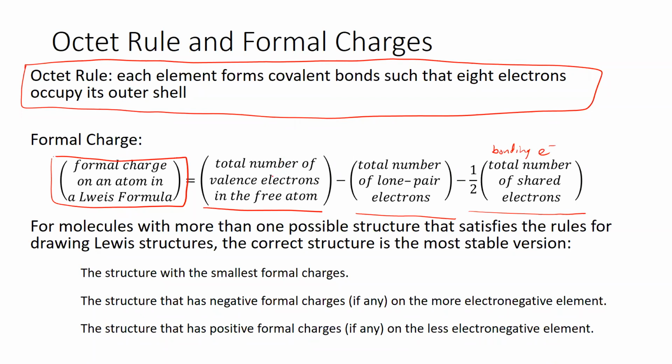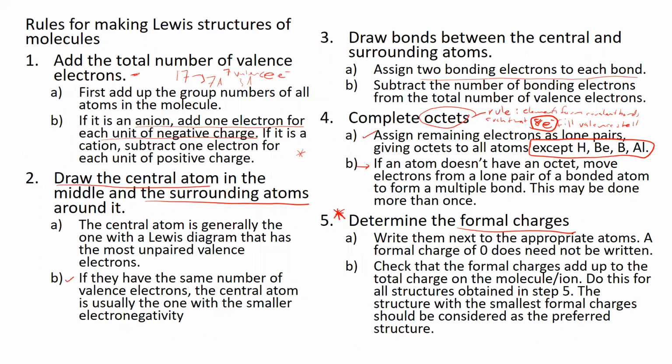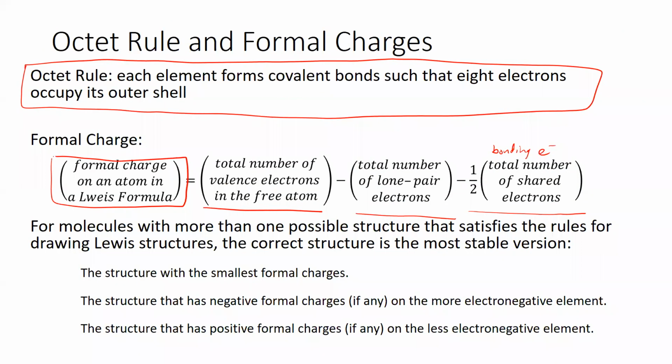When you have molecules with more than one possible structure, and we say more than one possible structure, we're talking about structures that satisfy the drawing rules that we talked about up here. It's possible to have more than one structure that'll satisfy that. And so in order to identify the correct structure, the correct structure is the most stable version. That's going to be first off the one with the smallest formal charges. So you want small numbers.